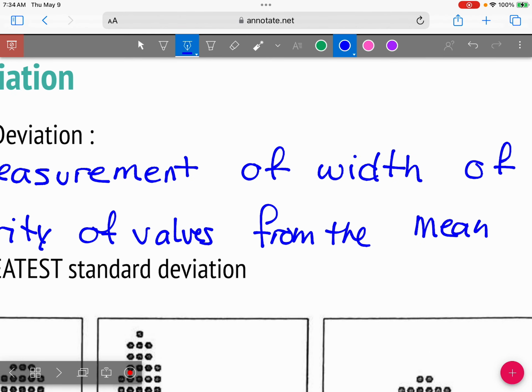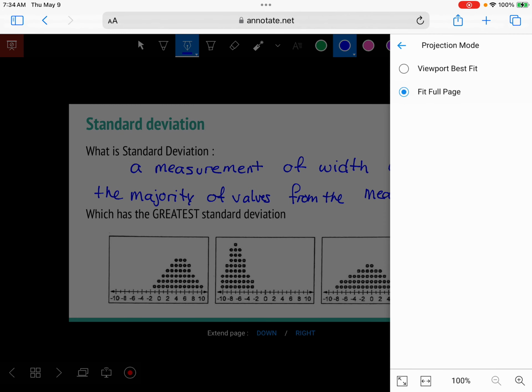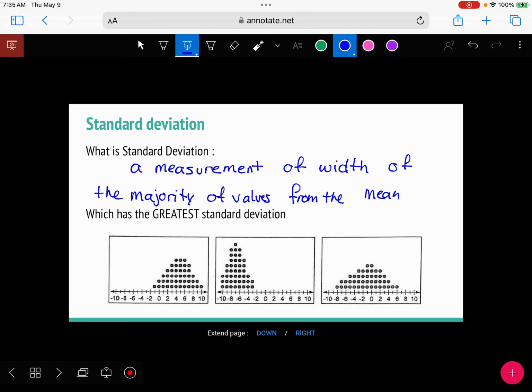Our interquartile range says how far about half of them are from the median. Standard deviation tells you how far most, literally a majority, it's two thirds, of values are from the mean. It's how far they are from the center. So it's a measurement. The bigger the value, the farther apart they are. The smaller the value, the closer together they are. So we're looking for where we have most things fairly close to the mean. I keep saying them backwards.